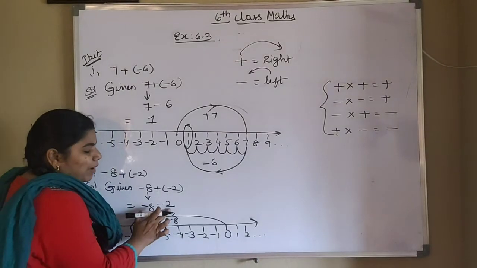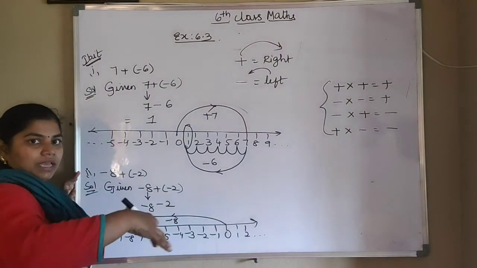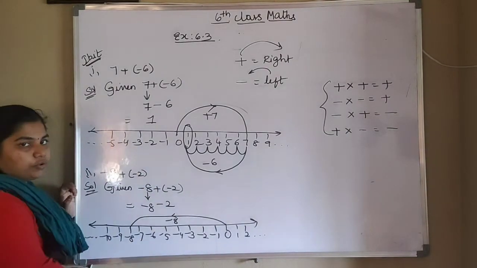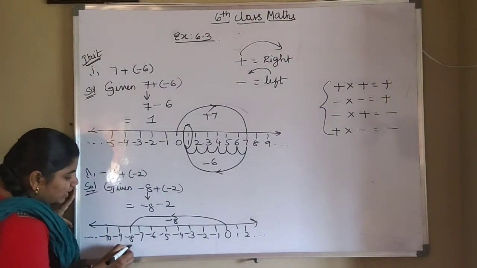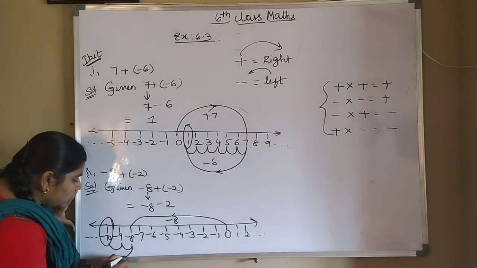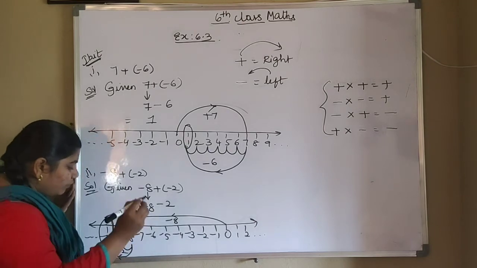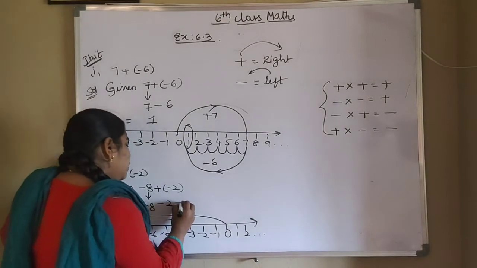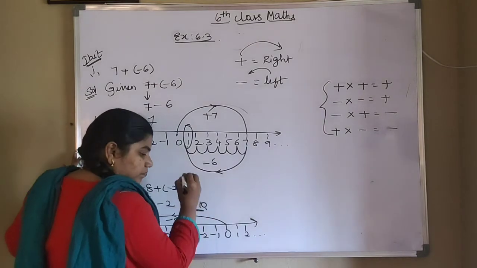Okay, next is minus 2. Minus 2 is again a negative number. So again I have to move to the left side from minus 8. 1, 2. So what is the result here? Minus 10. This also I am moving to the left side because that is also a negative value. So what is the result here? Result is minus 10. Okay.